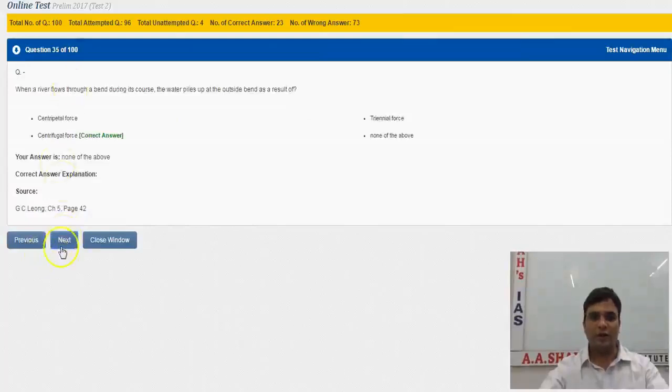Moving along, we can see that there are certain questions regarding how the river bends and which forces are acting on the river.